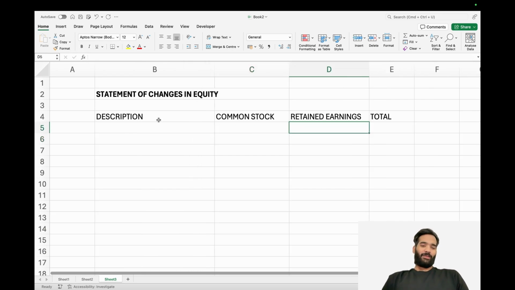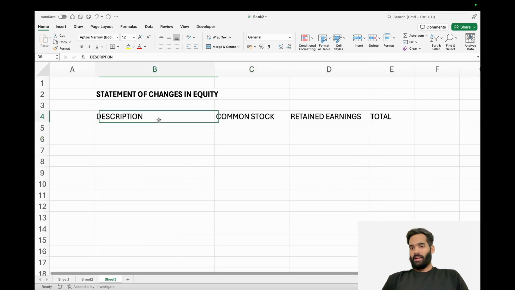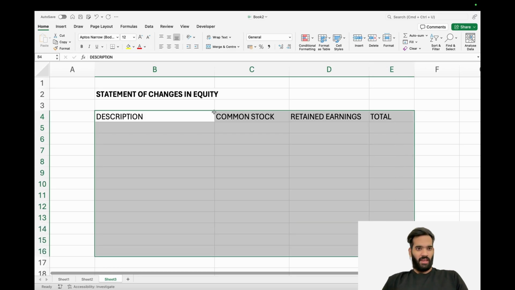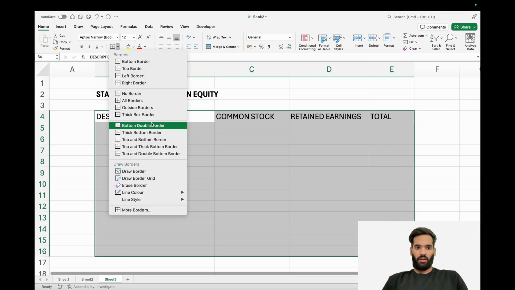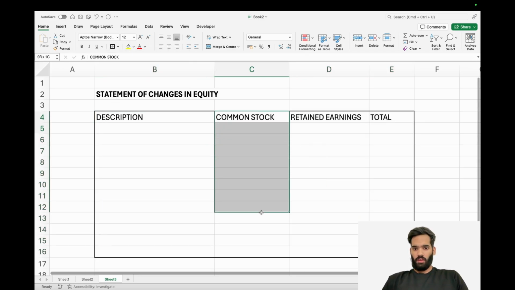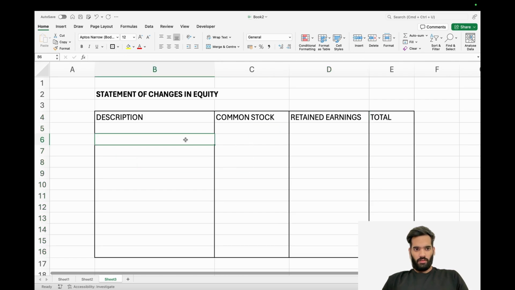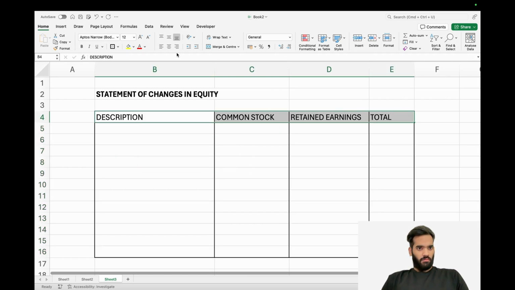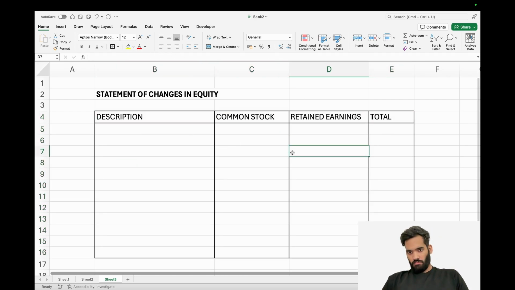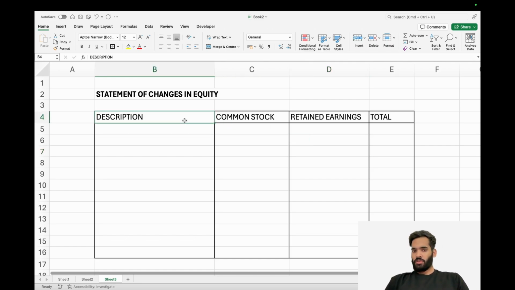Okay, so now let's get into the format. I'll make it like a table so it looks clean and you know how you're supposed to make it as well. Okay, so I'll just separate out the different elements here. Awesome, looks pretty good now. So we have 4 columns. First one is called description, second is called common stock, again we talked about what that means. Third one is called retained earnings, and the final one is the total.